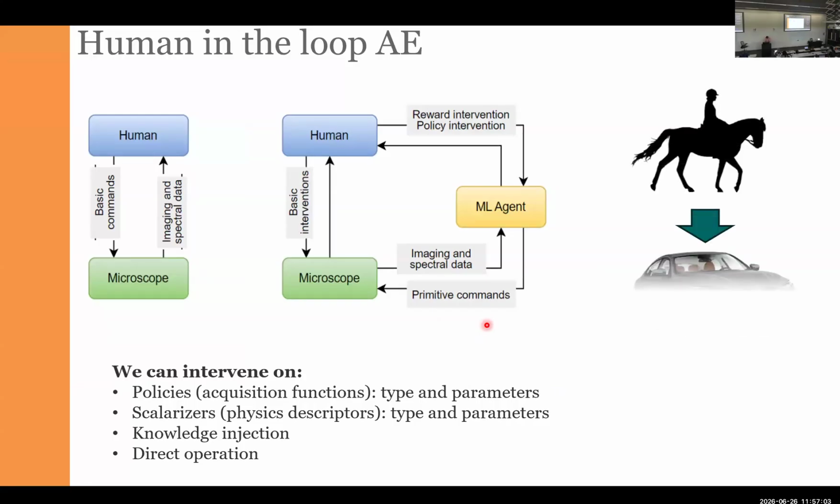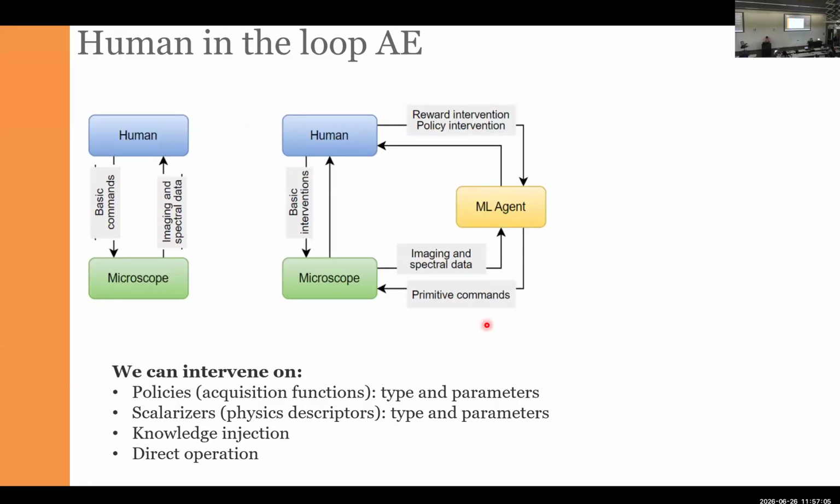So where are we overall? For the time being, virtually all instruments in the world are run by humans. That means a human sits in front of the microscope, looks at the images and spectral data, and issues the basic commands that are sent to the instrument. Practically, that means it is you and you and you and you looking at the screen and figuring out what to do next.